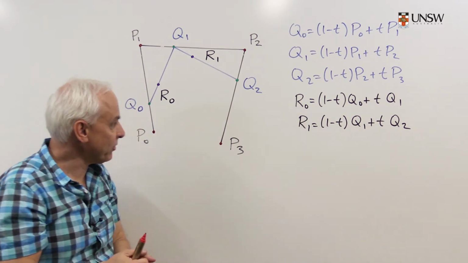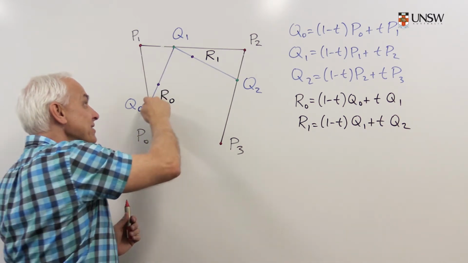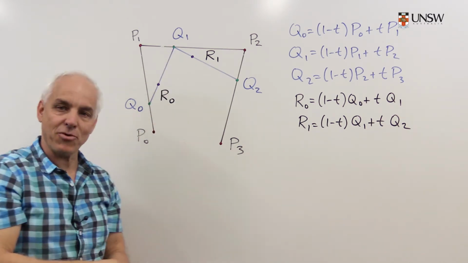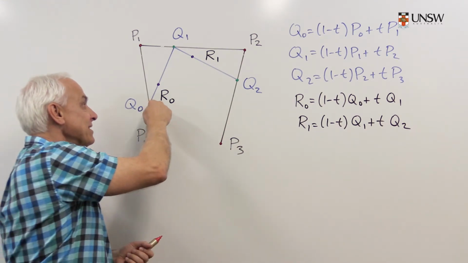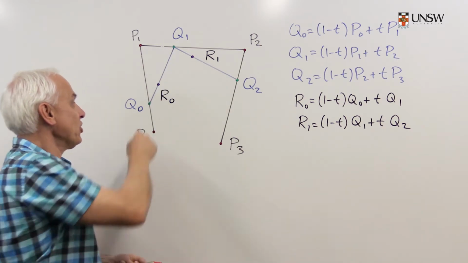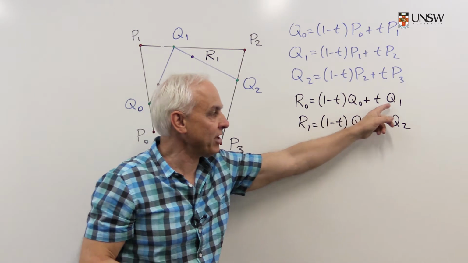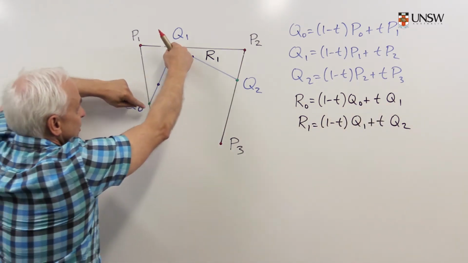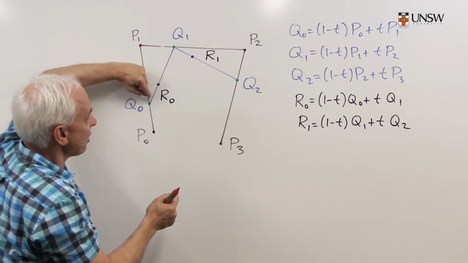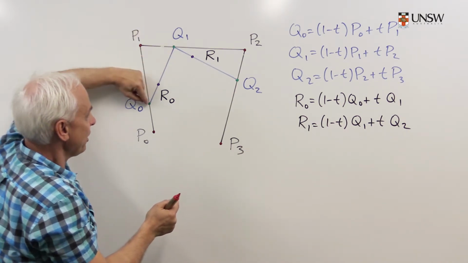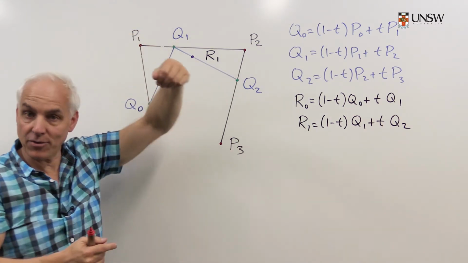All right, so what else did we do? Well, we joined Q0 and Q1, and on this segment we last time created another point, R0, which is the same kind of weighted combination of Q0 and Q1, namely 1 minus t Q0 plus t Q1. So as these points are moving, this line segment is moving, but R0 is still taking a walk along this line segment, starting at this end when t equals 0, and ending at the other end when t equals 1.